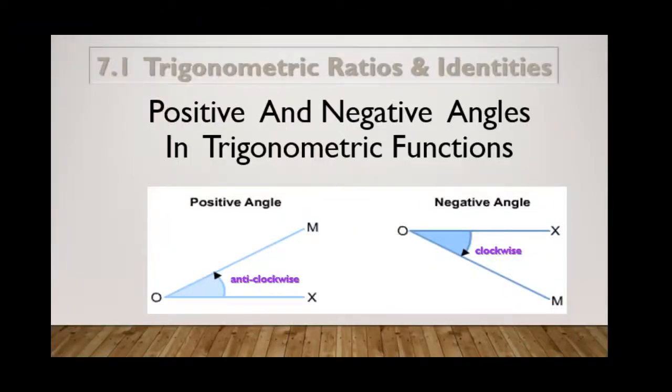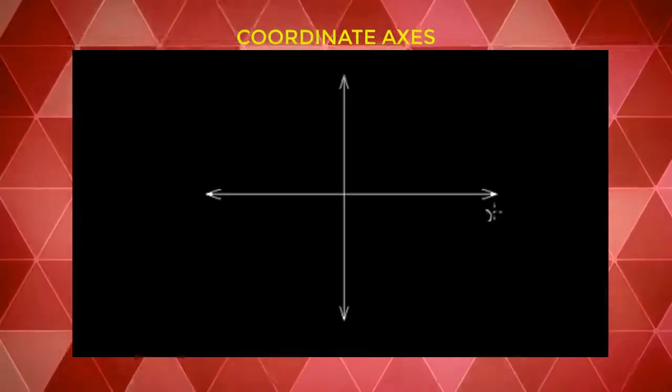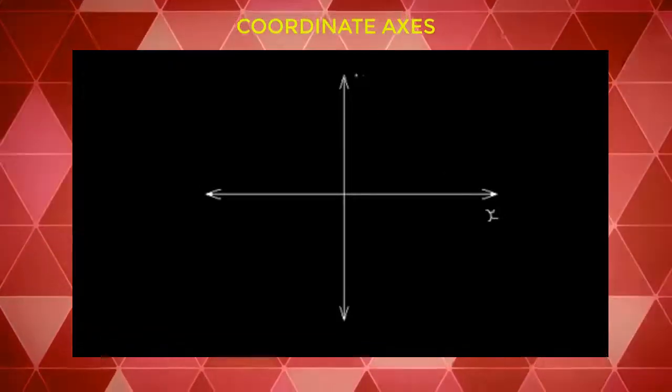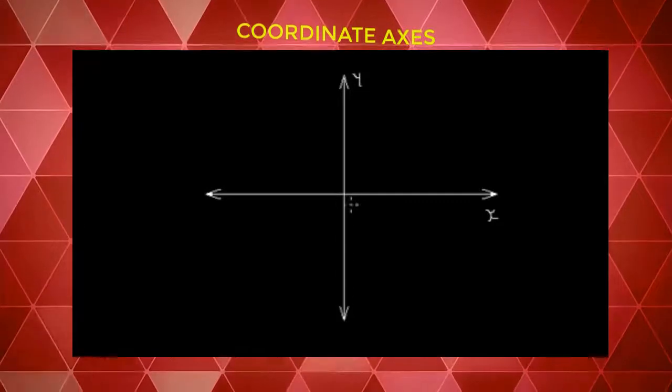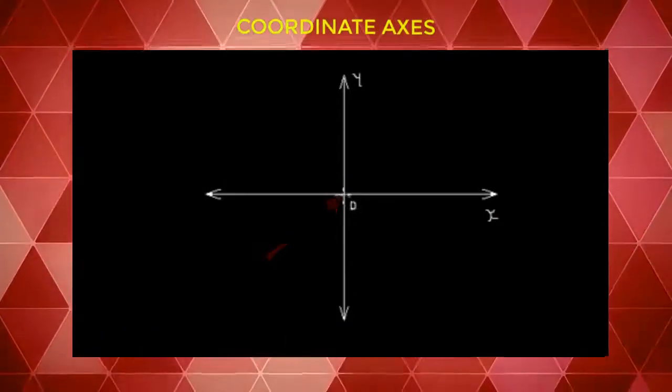In this video, we are going to learn about the positive and negative angles which we use in trigonometric functions. So, what do we mean by positive angles and negative angles? To understand this, let me draw a few lines that we call the coordinate axes. The horizontal line is called the x-axis and the vertical line is called the y-axis. And the point of intersection of these two axes we call the origin.